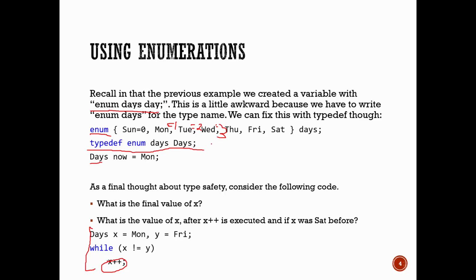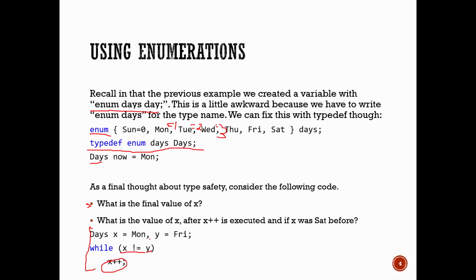Let's see, to answer that second to last bullet point, we actually skipped over a little bit. Basically it's asking, what's the final value of x if this code runs? Well, in this case, we can actually compare variables that are of enumeration type because they're ints, right? Ints are comparable. So this is basically a loop that goes day by day, starting with Monday, and then goes Tuesday, Wednesday, Thursday, Friday. And once it gets to Friday, it'll stop because then x and y are the same thing, and this loop will exit.